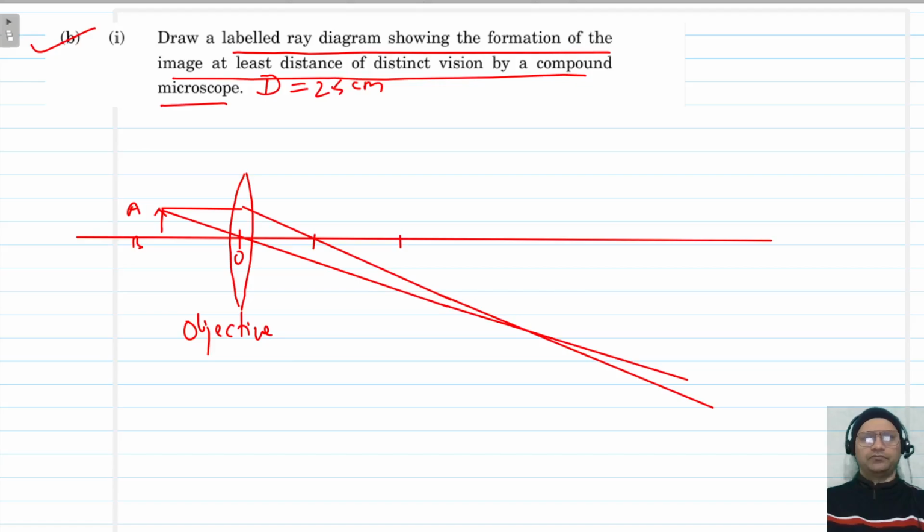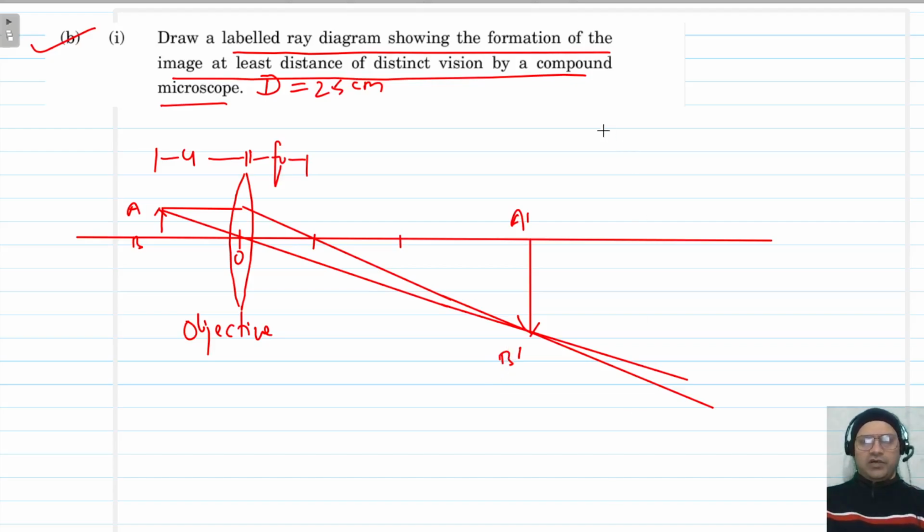Okay, so let's say it forms the image here. This image is real and inverted, A dash, B dash, and this is the object distance. This is the focal length of the objective lens. So it's formed way beyond the focal length of the objective lens.